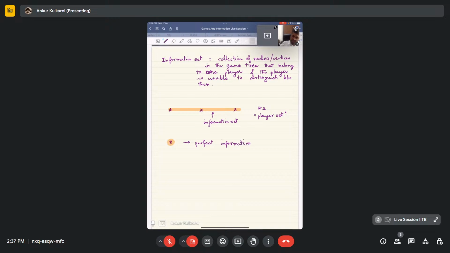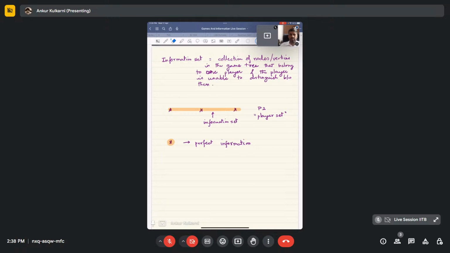So an information set tells you the level of ignorance of the player. If you have more nodes in the information set, it means the player is unable to distinguish between any one of them, so his level of ignorance is more. On the other hand, if there is only one node in an information set, then the player knows that he is exactly at that node. So then the information set directly tells the player which node he is in fact at.